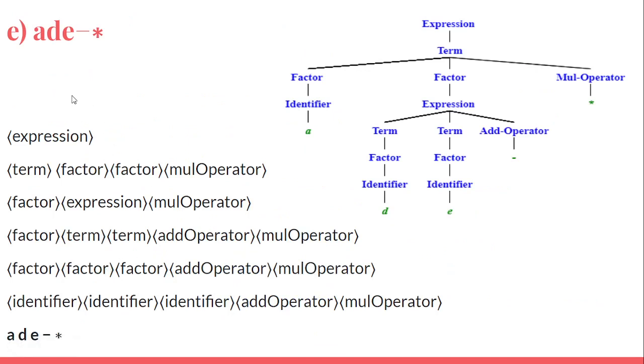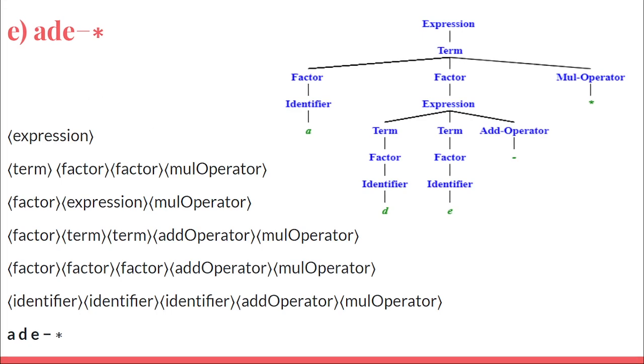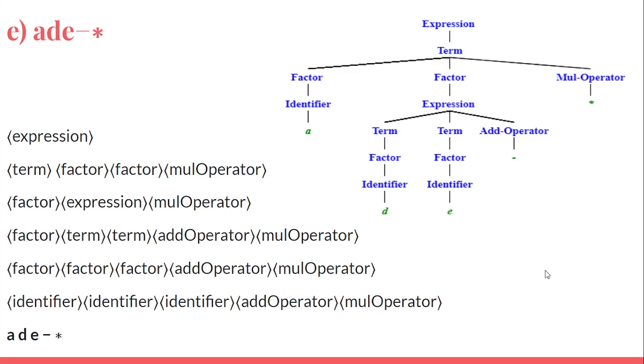The last one we are given is A D E minus star. So we start with the expression. We replace this expression with term, and then this term will be replaced with factor multiply operator. Then, as we require the first character a, we replace our first factor with identifier and then a accordingly.